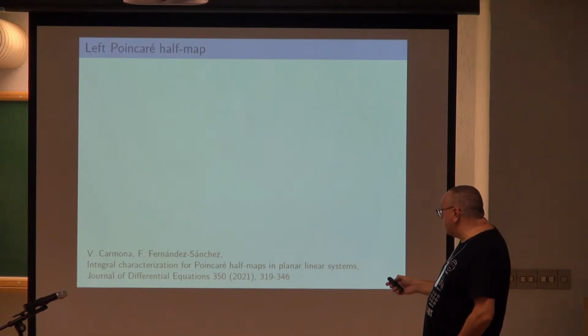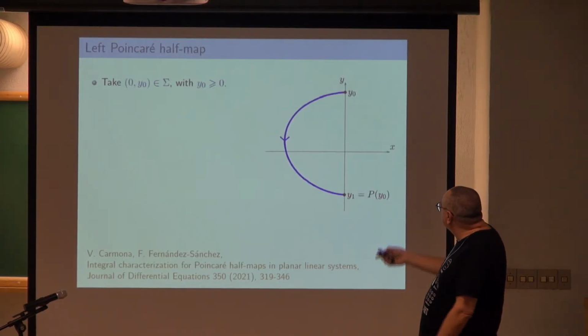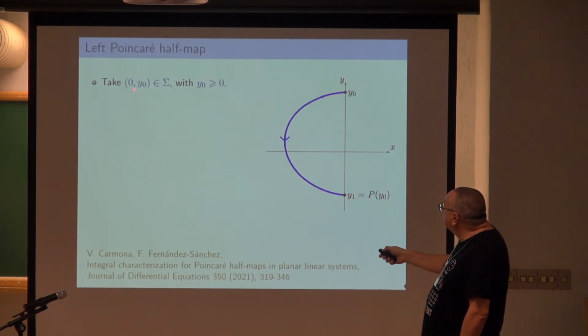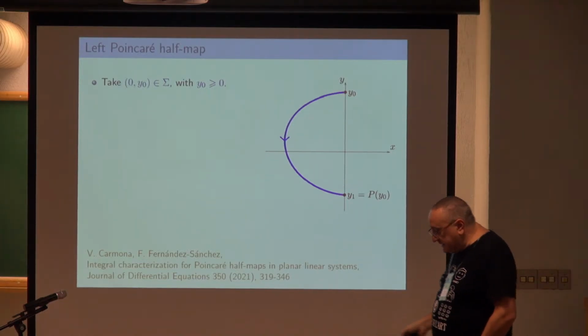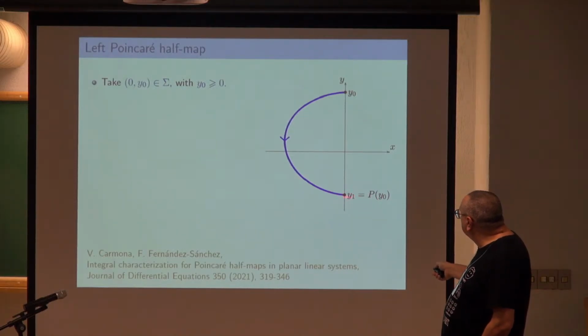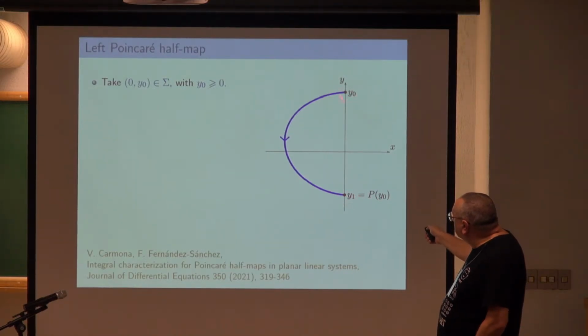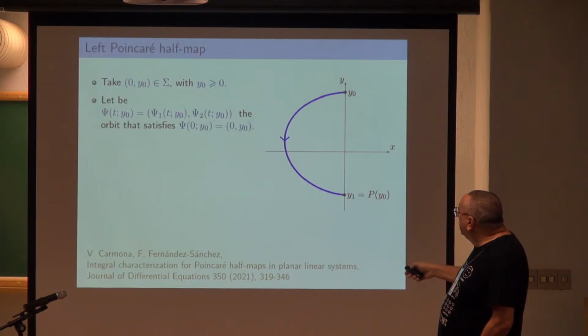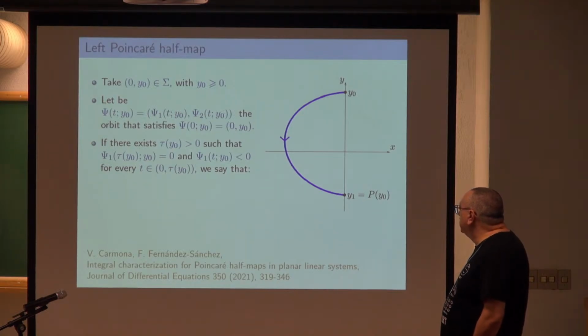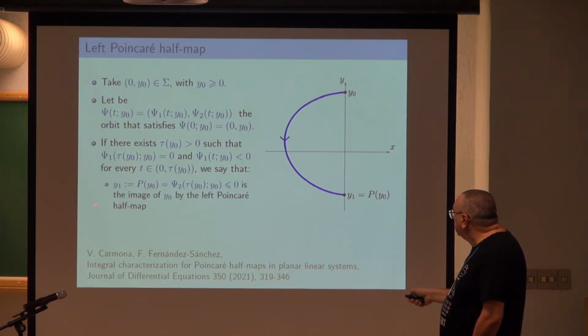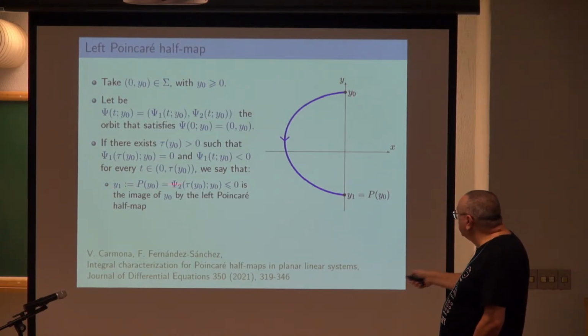About the left, one can have map. You have to take one point here, and in some conditions you will ensure that the orbit will intersect this line again for another value which will be called y1. Now, from now on, this will be our notation: y0 here and y1 here. Okay, this is the description I have told you, and this point is the image of this point by the left one.